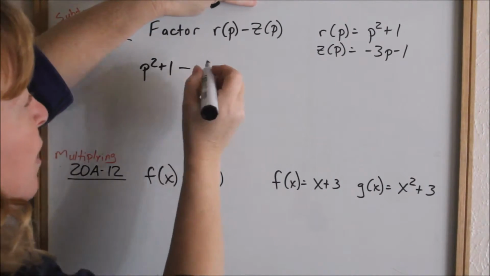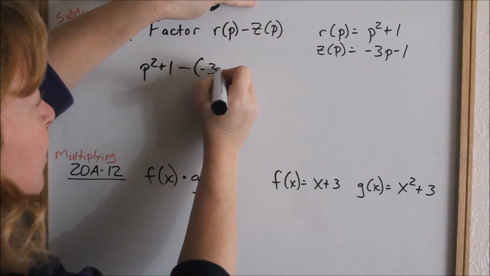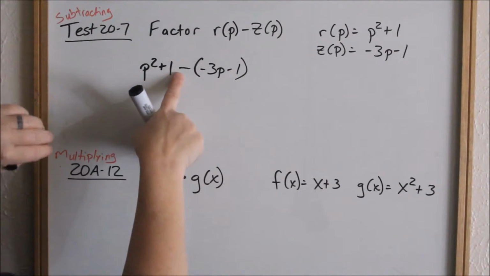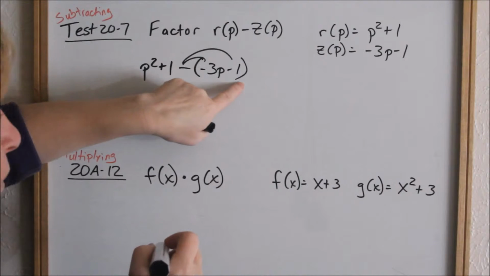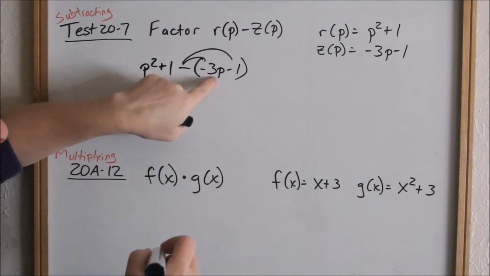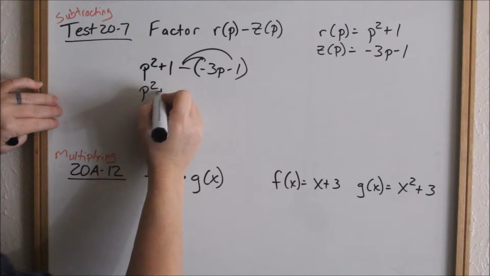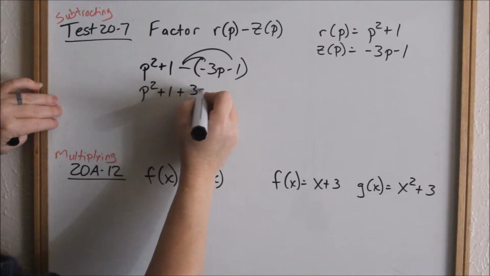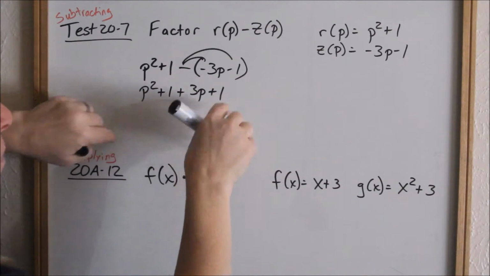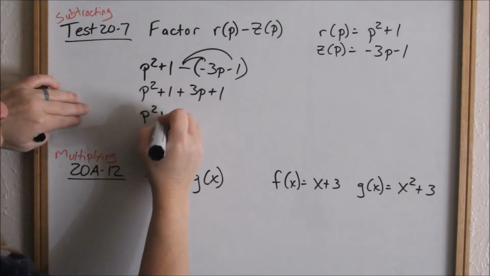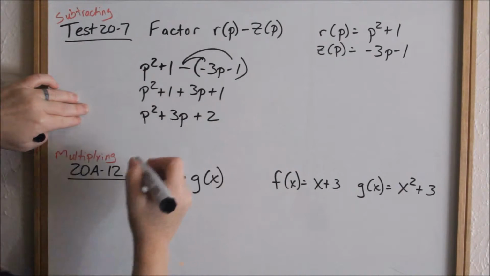Whenever you have a subtraction sign, it's always good to put parentheses and then write your next function, because this subtraction sign now needs to be distributed. So when you're subtracting more than one term, you need to put this in parentheses and then distribute this negative. So this would become p squared plus 1 plus 3p plus 1. Combine like terms, and I'm going to put it in order of p squared, p, and then combine my 1's, plus 2.